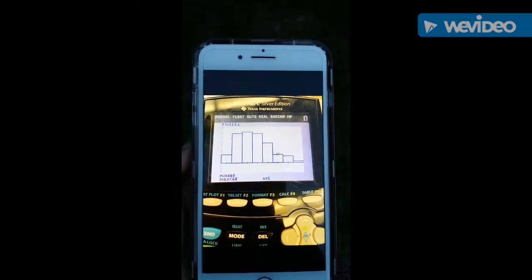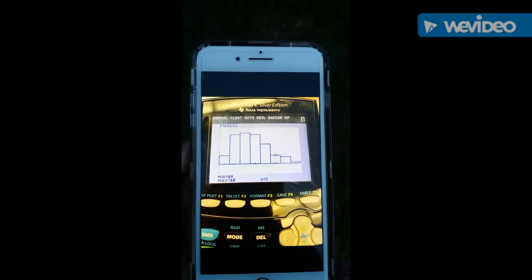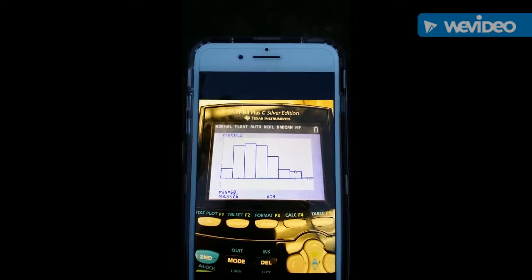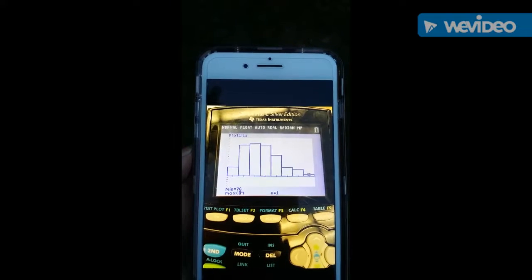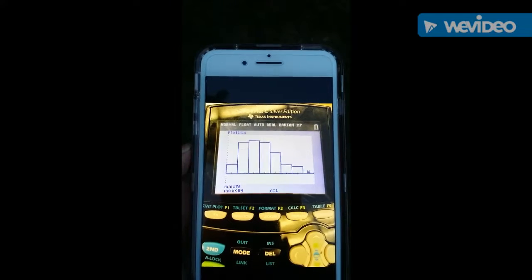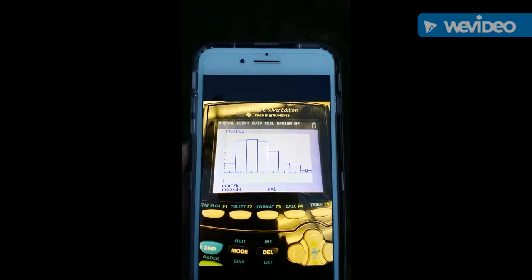The sixth, the minimum is 60 and the max is 68. On the seventh, the minimum is 68 and the maximum is 76. And finally, the eighth, the minimum is 76 and the maximum is 84. For our scatter plot, we decided to do the hours of physical activity versus the hours of sleep.